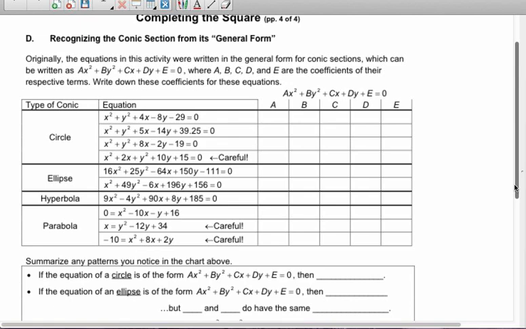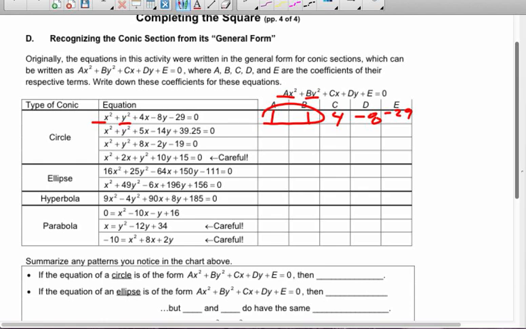So here we're dealing with circles. You notice that every one of these, my x squared and y squared, have the same sign, and my coefficient A is going to be 1. B is the coefficient of the y squared term, so that is 1. My C is my x term, so that's 4. My D is negative 8, and my E is my constant, which is a negative 29. And this is a circle because these two numbers are the same sign and the same amount.